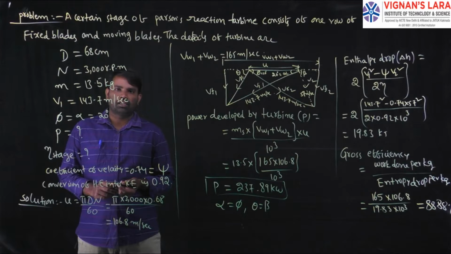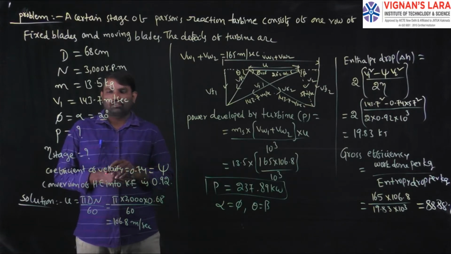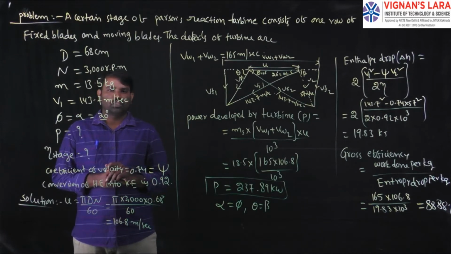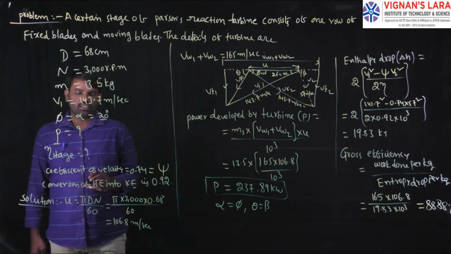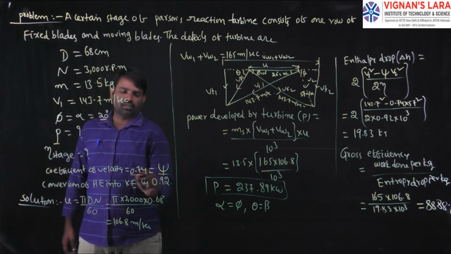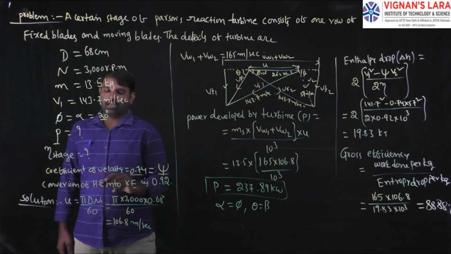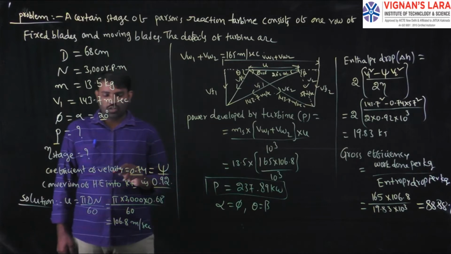And given that the blade angle at exit, phi, is equal to 20 degrees. Phi is equal to alpha is equal to 20 degrees because it is a Parsons reaction turbine. In this problem we have to find the power developed by the turbine and the efficiency of the stage, or gross efficiency of the reaction turbine. Also given is the coefficient of velocity, psi, is equal to 0.74. That means 0.74 is the loss of relative velocity, and conversion of heat energy into kinetic energy is 92%, 0.92.